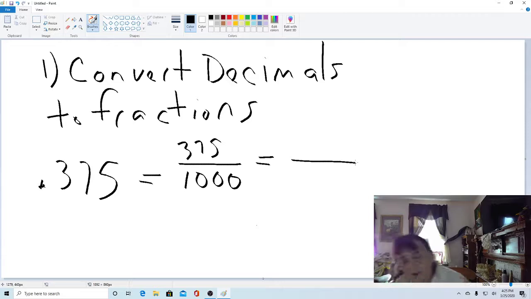All right. We're converting decimals to fractions. One place left of the decimal is tenths place. Two places is hundredths. Three is thousandths. So that's 375 over 1,000. You could divide numerator and denominator by 5. If you divide the numerator by 5, you get 75. And 1,000 divided by 5 is 200.